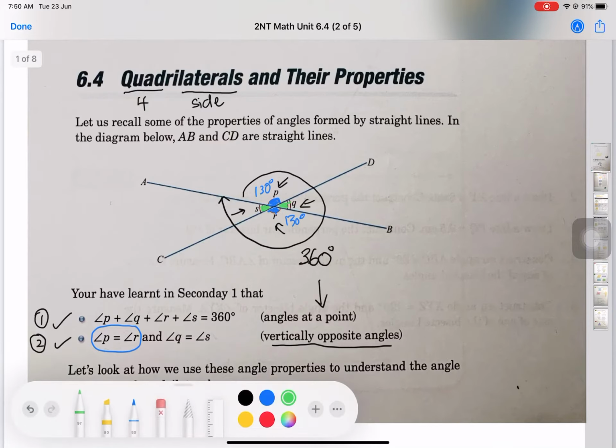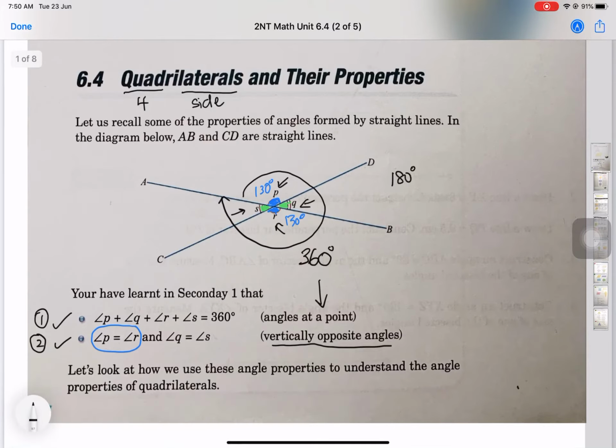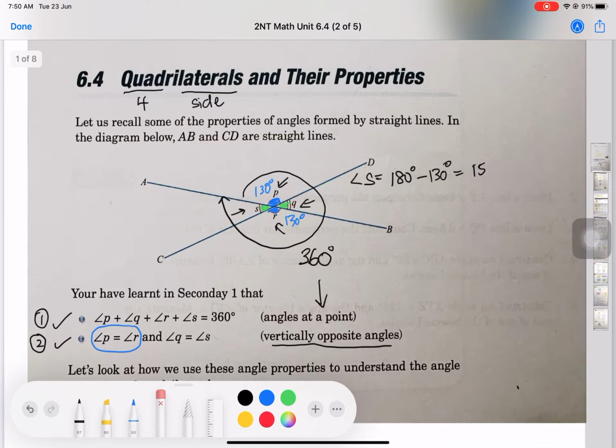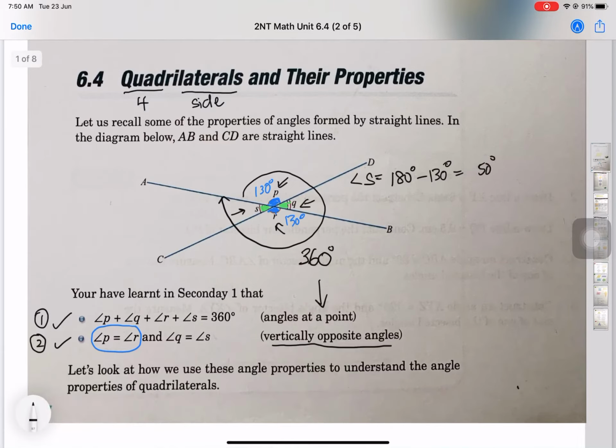So if angle P is 130, then angle S will be how much? Angle S will be 180 minus 130, so angle S will be 50 degrees. If angle S is 50 degrees, then angle Q is also 50 degrees. They are vertically opposite each other. So you find one, you find the other.